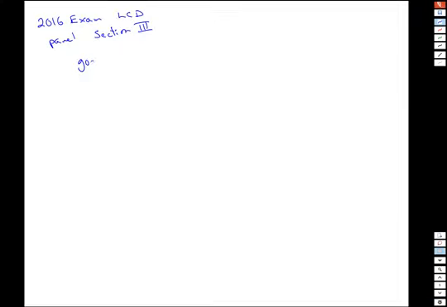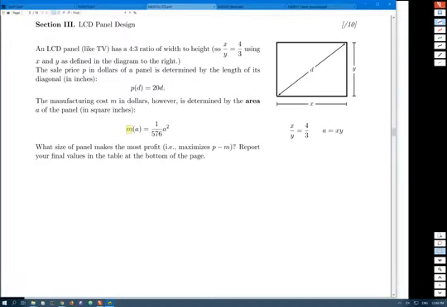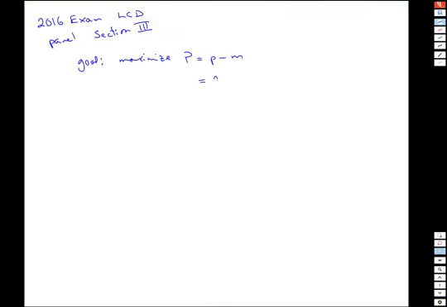So the goal is to maximize P, let's call it profit, capital P, which is the price minus the manufacturing cost. And they give you that for free. They even give you formulas for each of the ingredients. The price that you can sell it at is 20 times the diagonal length, and the manufacturing cost is 1 over 576 a squared.